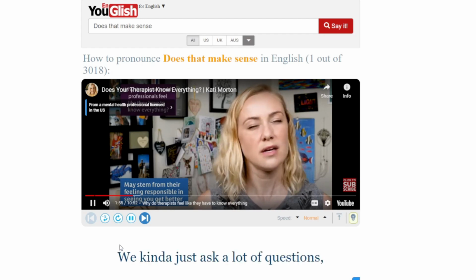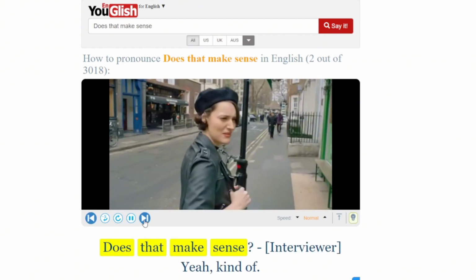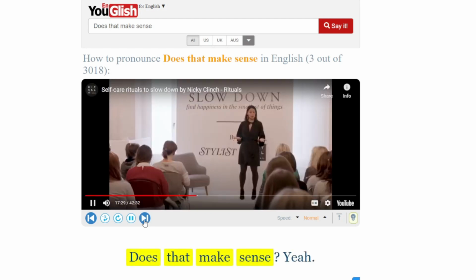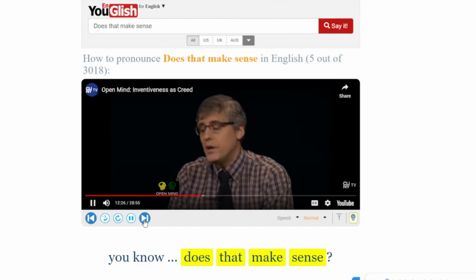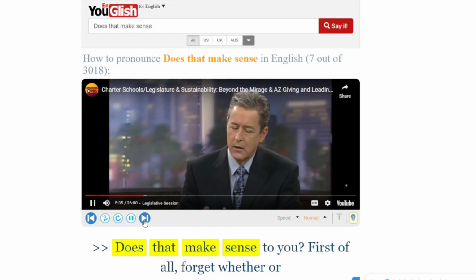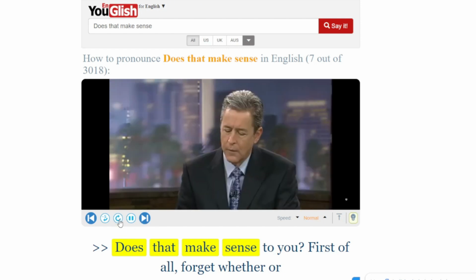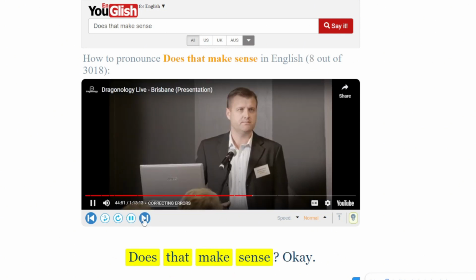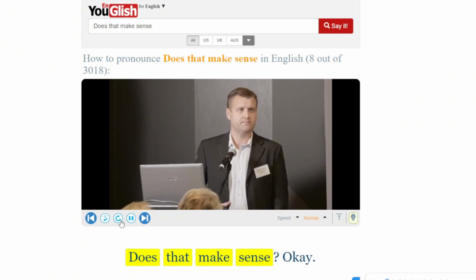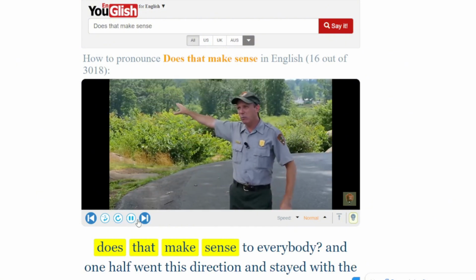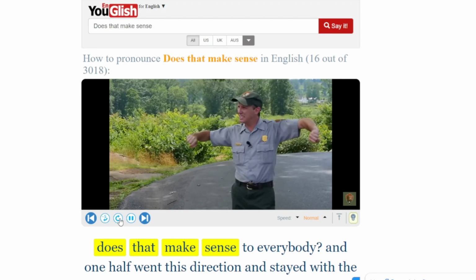Does that make sense? We kind of just ask a lot of questions. Does that make sense? Yeah, kind of. Does that make sense? Yeah. You know, does that make sense? No, it does, because... So, does that make sense to you? At first, does that make sense to you? Okay. Does that make sense? They separated. Does that make sense to everybody?